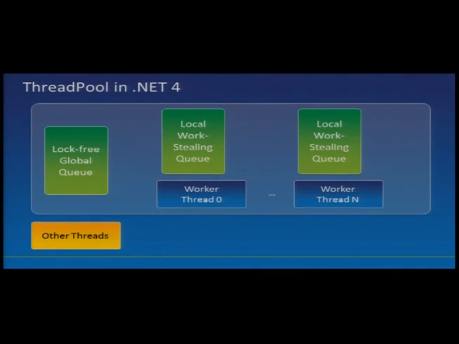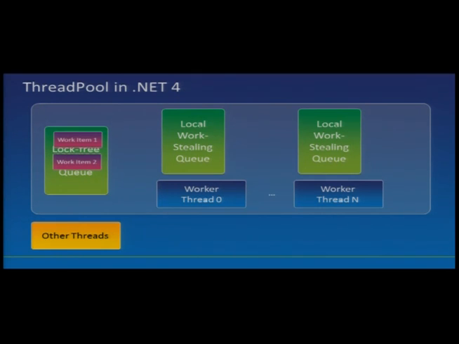In .NET 4, the kind of obvious difference that you can see in the diagram is that now every worker thread has its own work stealing queue. So if you schedule a task, initially all of the tasks go as work items on the global queue.